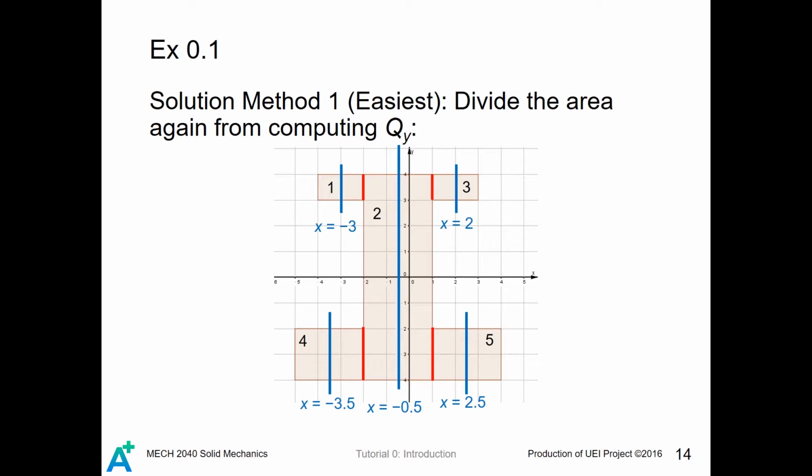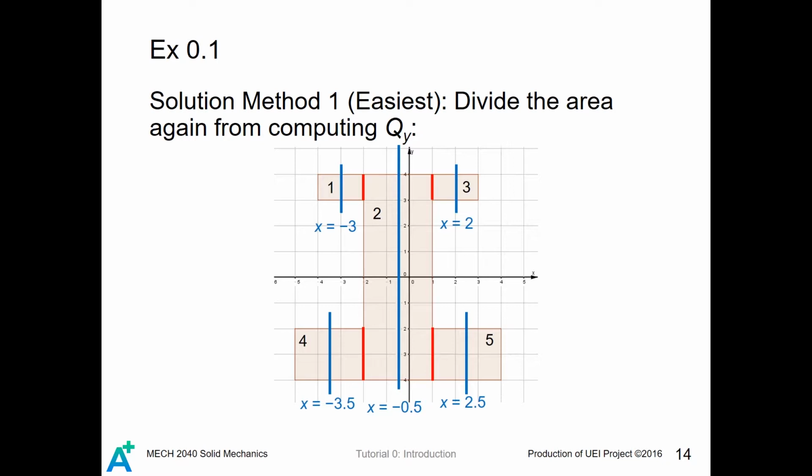So in this case, we know that, okay, we suppose the I shape is not symmetrical about any axis. So we try to divide the regions into those 5. Then we can compute the Qy by another method.